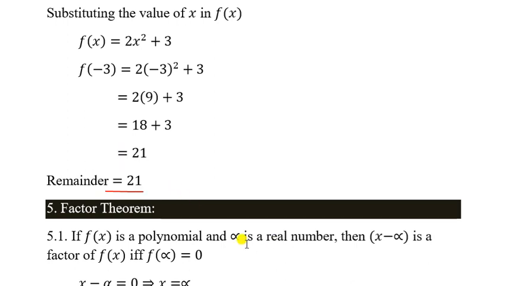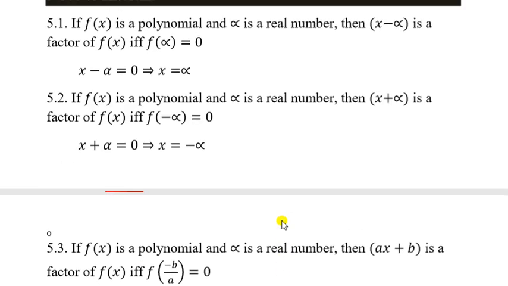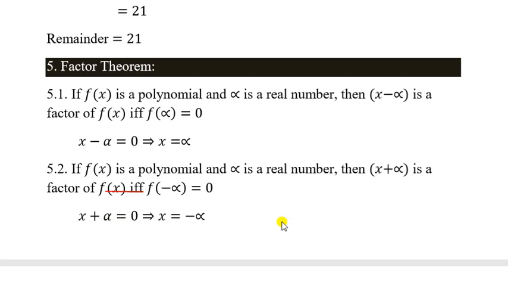Let's see the factor theorem. Here it is written, f of x is a polynomial. At the beginning I said that all kinds of polynomial you have to denote by f of x. If it is 5 degree, 6 degree, 2 degree, 1 degree, all kinds of polynomial you denote by f of x. You can denote by g of x also, but in general we denote by f of x.